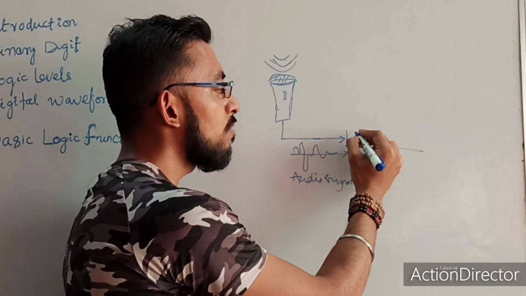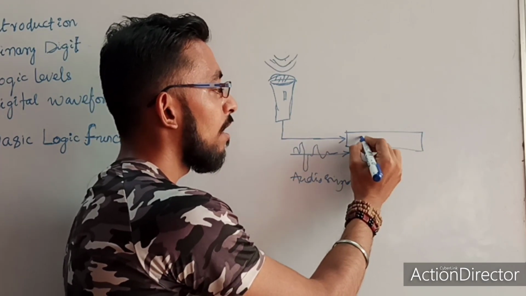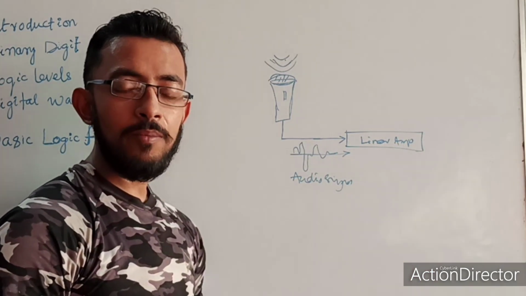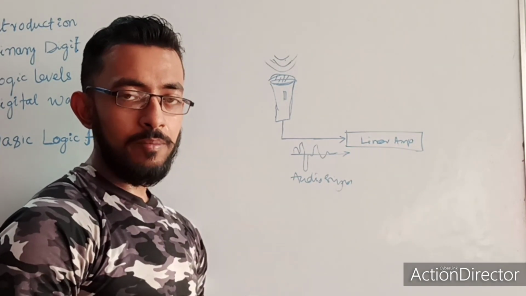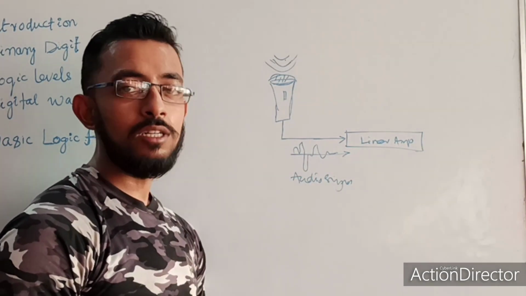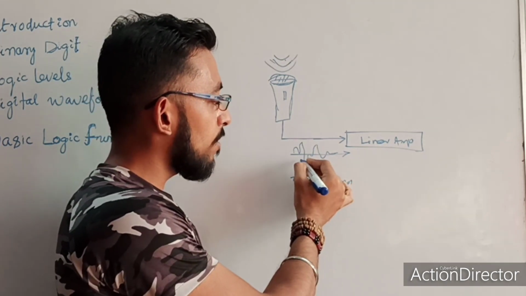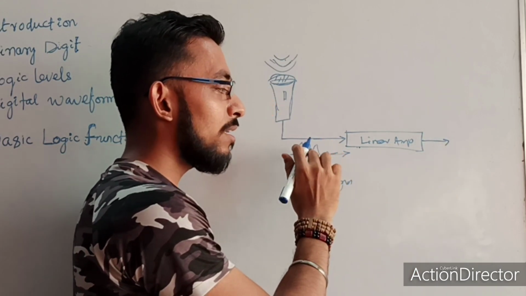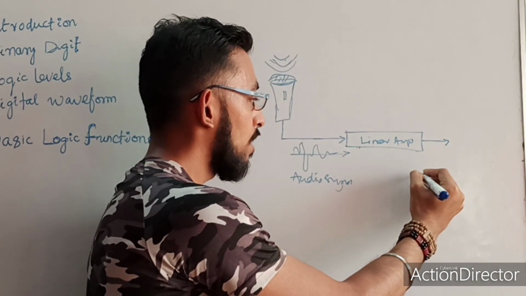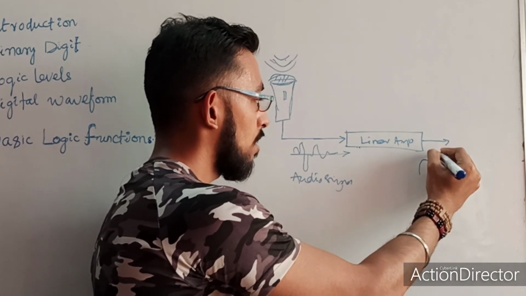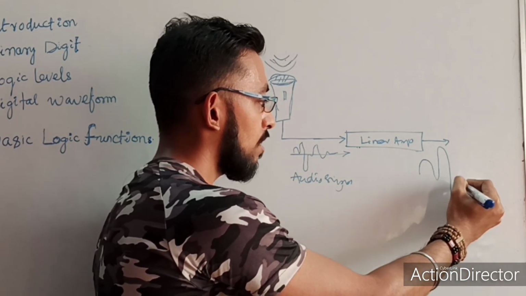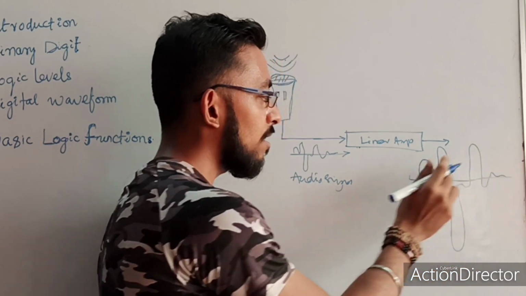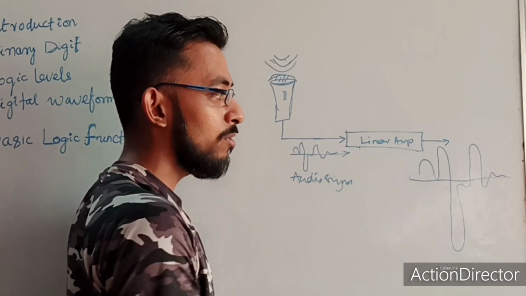Here I am going to use one linear amplifier. So what is the function of an amplifier? It will increase the amplitude of the signal, that is the power, in terms of voltage or current. If I give this signal to the input of this linear amplifier, then at the output I will get almost the same signal but with increased amplitude.